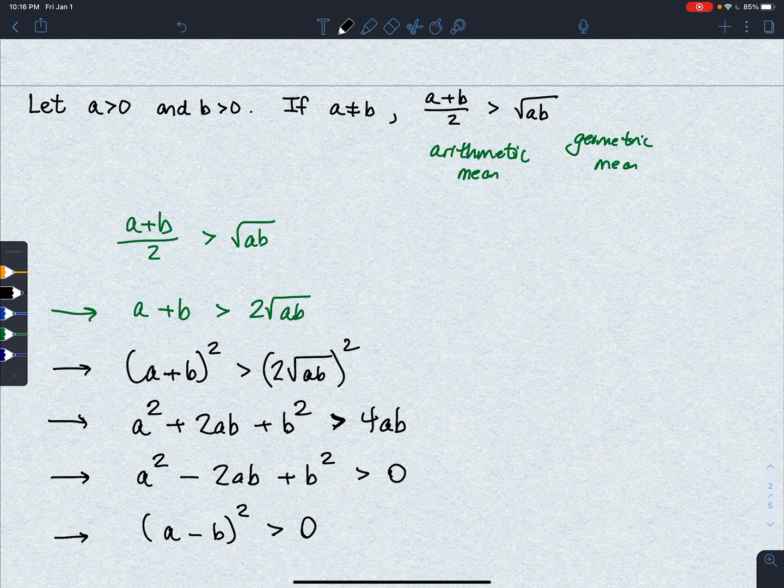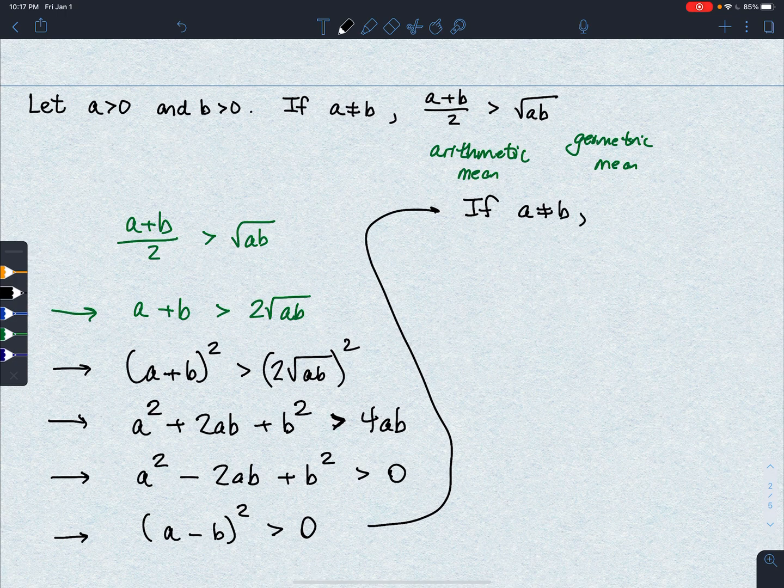So over here, I'm going to say, if a is not equal to b, we know that (a minus b) squared is greater than 0. So I'm going to take everything we did on the left-hand side and work our way back up to the result. If that's true, this means a squared minus 2ab plus b squared is greater than 0.